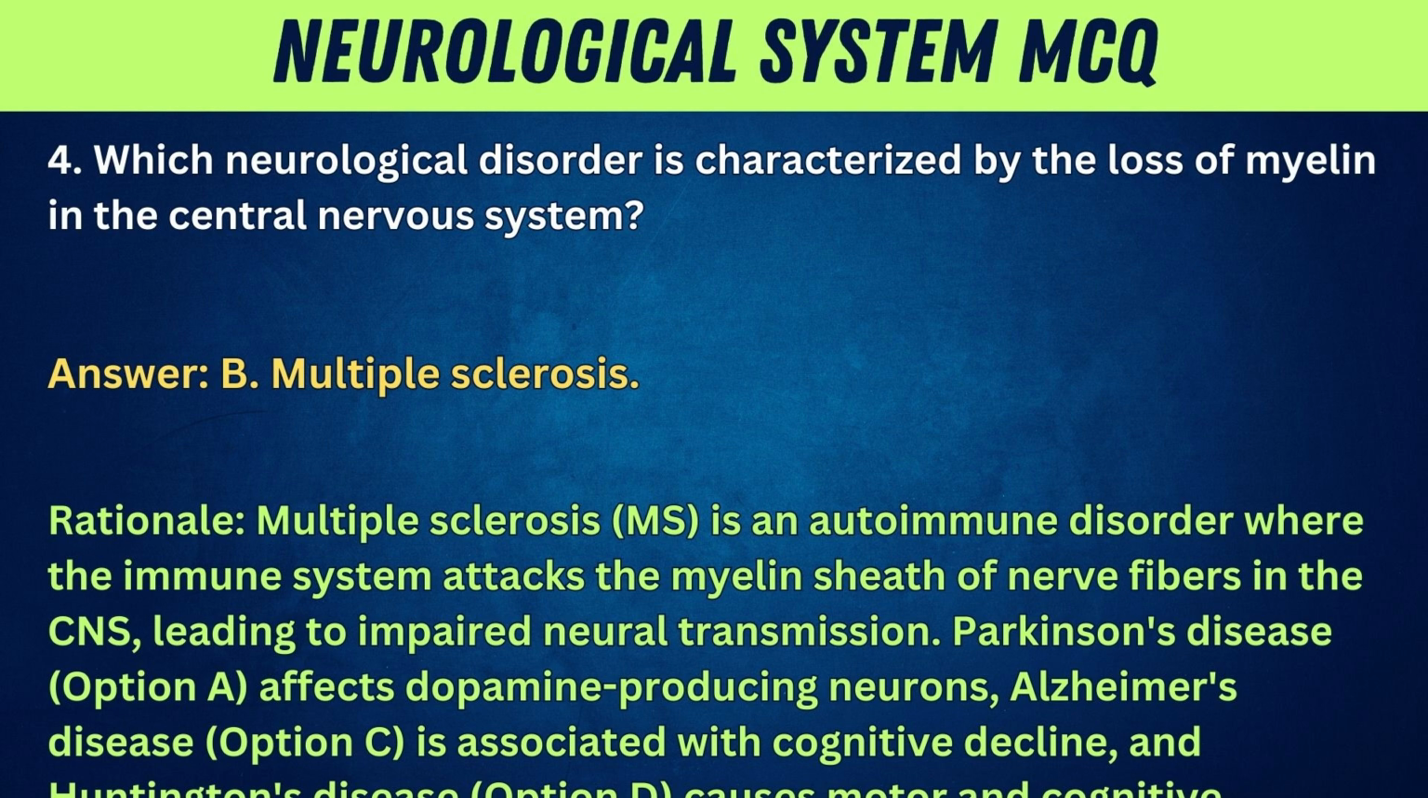Multiple sclerosis, MS, is an autoimmune disorder where the immune system attacks the myelin sheath of nerve fibers in the CNS, leading to impaired neural transmission. Parkinson's disease, option A, affects dopamine-producing neurons. Alzheimer's disease, option C, is associated with cognitive decline, and Huntington's disease, option D, causes motor and cognitive symptoms due to basal ganglia degeneration.